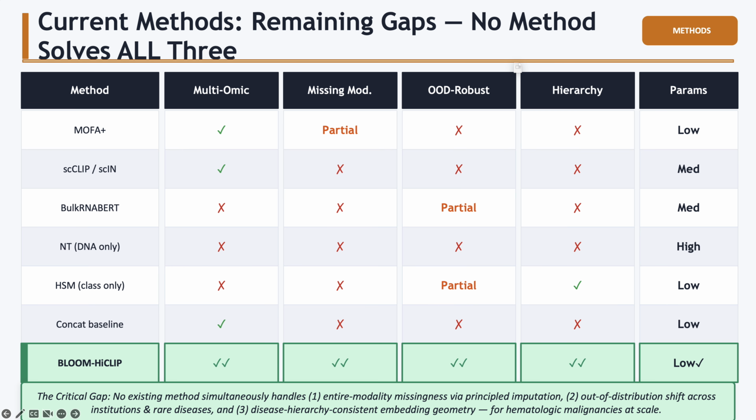Now look at the bottom row, HiCLIP. Double check marks across the board. Multi-omic, yes. Missing modality, yes. OOD robust, yes. Hierarchy, yes. And it does this with a low parameter count because it freezes all the foundation model encoders.